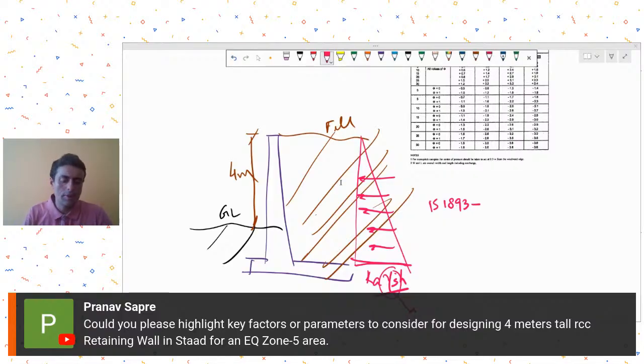Part 3. So maybe you will have to go to part 3, and over there, my understanding is that they would give you some dynamic value of Ka. As per that, once you get that, you could design your retaining wall as per the normal procedure.